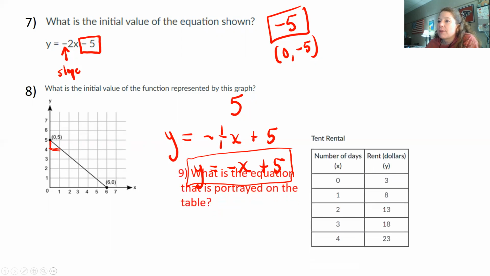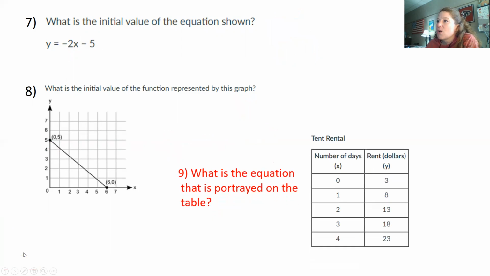Number 9, I'm going to erase this. What is the equation that is portrayed by the graph? All right, so the first thing we always want to do is figure out what our y-intercept is. The y-intercept is what y is when x is 0. So we already know our y-intercept is positive 3. So now we want to know what is the change in y over the change in x.